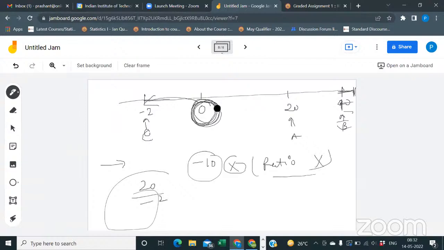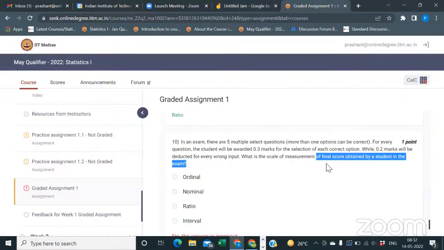But sir, that is when only negative marking is allowed, right? Yes. Okay, sir, now it's clear. But sir, does the question specify that there is negative marking? In this question, it's mentioned 0.2 marks will be deducted. Okay, sir. Thank you, sir.